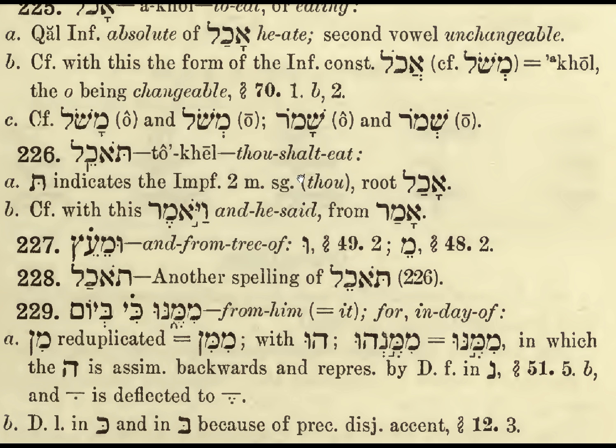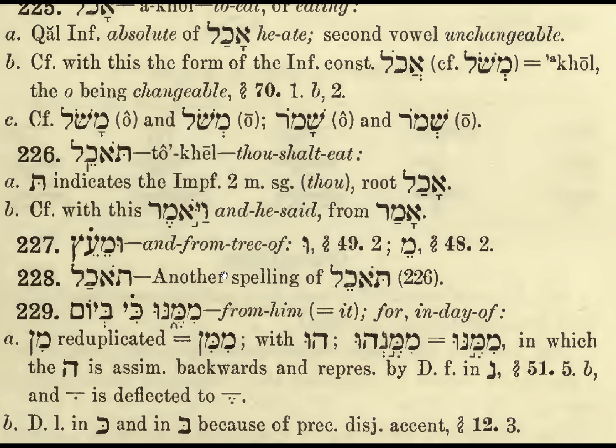Tochel, you shall eat. T indicates the imperfect second person masculine singular, you. The root achal, you shall eat. Compare this with vayomer, and he said, from Amar. Umengetz. Notice the revinga here. From tree of, and from tree of.